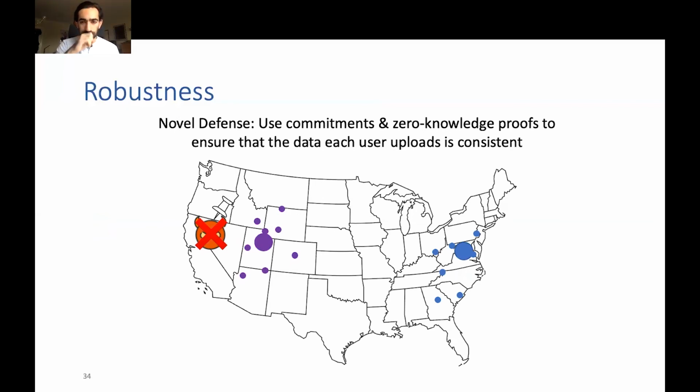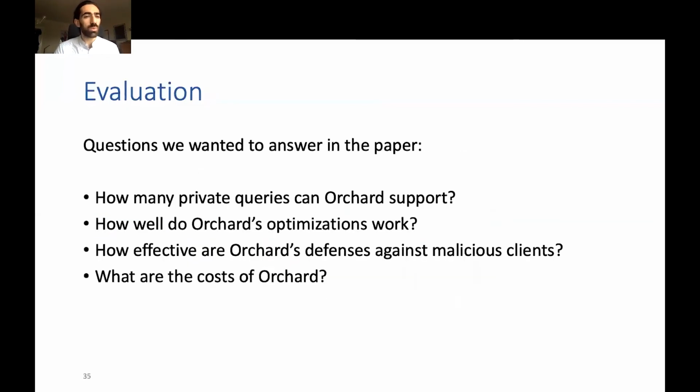Okay. So how do we evaluate this system? There's a few different types of answers that we wanted to get information about. The first is we wanted to know how general Orchard is and whether an arbitrary differentially private query is likely to be able to run in it. Second, naively running Honeycrisp many times can be expensive.